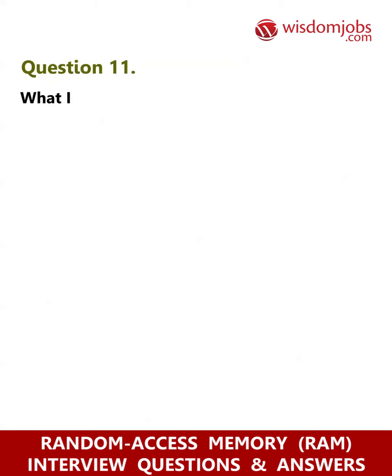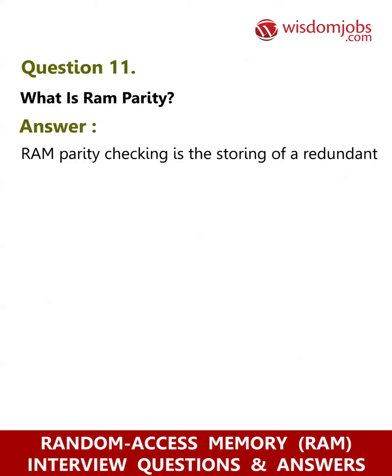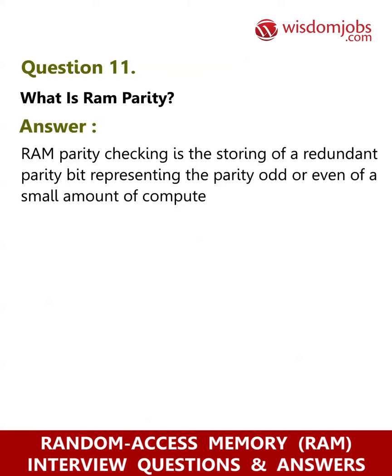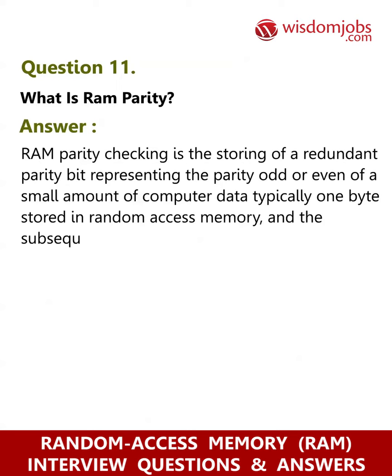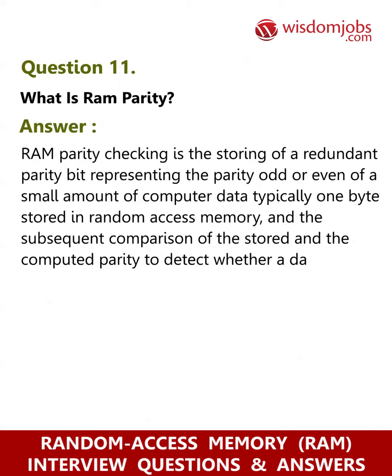Question 11. What is RAM parity? Answer. RAM parity checking is the storing of a redundant parity bit representing the parity, odd or even, of a small amount of computer data, typically 1 byte, stored in random access memory, and the subsequent comparison of the stored and the computed parity to detect whether a data error has occurred.